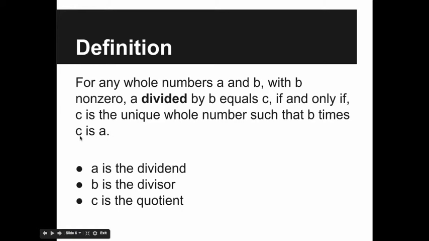So we're trying to find the missing factor that makes it a. And in terms of this, a is a dividend, b is a divisor, and c is called the quotient. So quotient just means... so this, written in terms of a fraction, would be a over b, and that is equal to c.